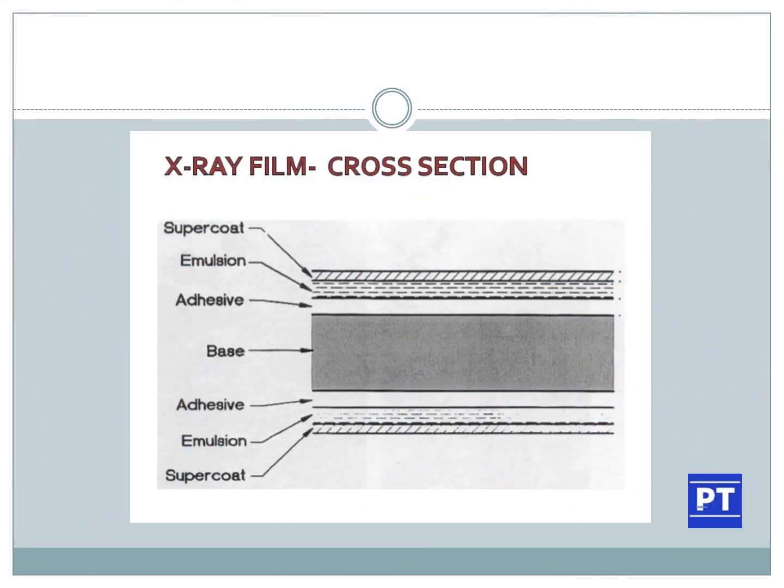This is the cross section of the X-ray film. These are the different layers of the X-ray film. It has a supercoat layer, emulsion layer, adhesive layer, base layer. The X-ray films used are of double coated emulsion layer, and single coated emulsion layer films are used in CT, MRI, mammography, etc. And X-ray films are always double coated emulsion layer films.